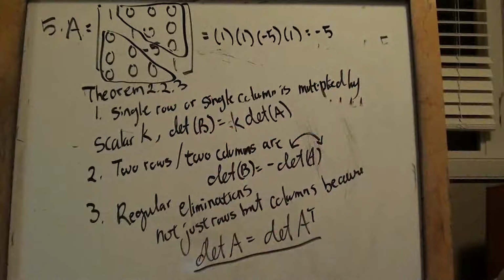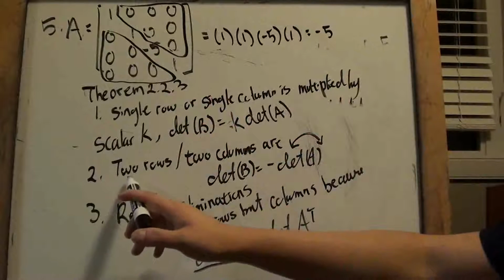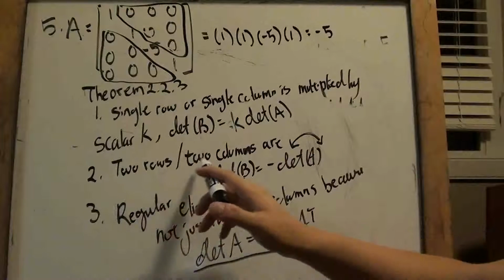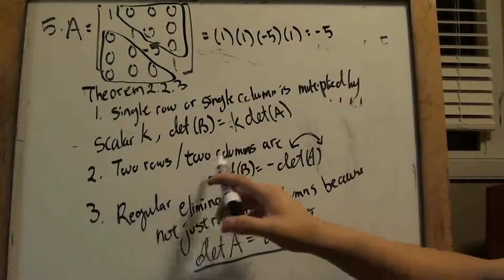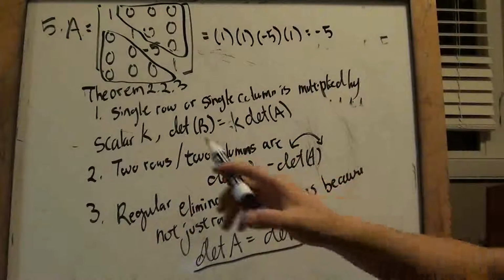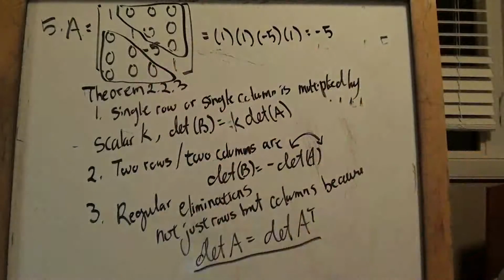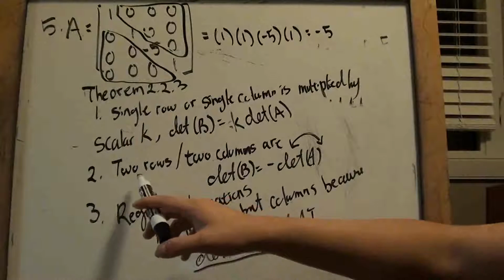Anyways, number 2: the condition is 2 rows or 2 columns, not both, right? They're separate. 2 rows or 2 columns are switched. So you can't do a row switch with a column. I mean, oh wait, I think you can, but that requires multi-dimensional transformation. That may not be cool. But anyway, that's what I'm saying.